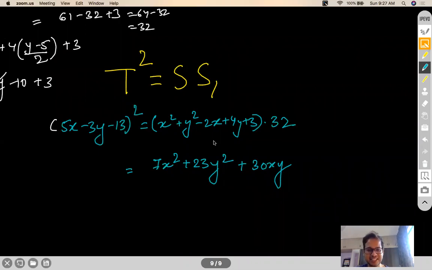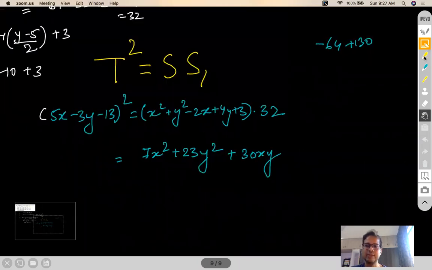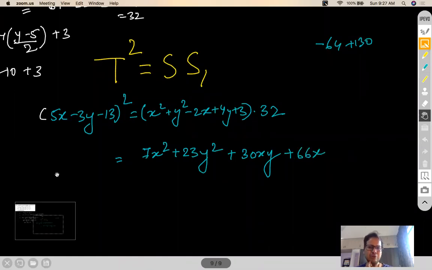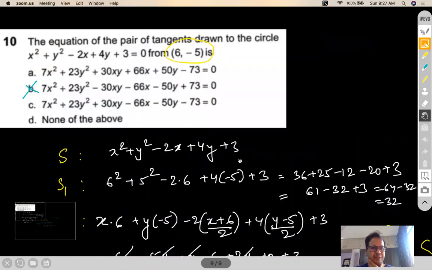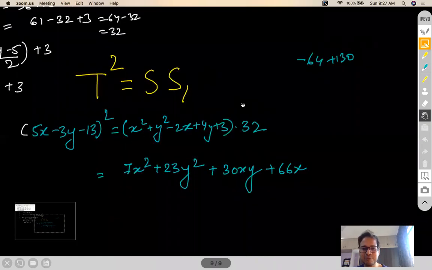Now let's focus on the x term. The x term that will come from here is minus 130, if I'm not mistaken. And the x term here will be minus 64. So minus 64 plus 130, how much does it give you? 66, correct? So you'll end up getting 66x. Is there anything that I can rule out from here itself? Plus 66 is only in option A, so this one is gone too. So option A may be correct because none of these is also sitting here.